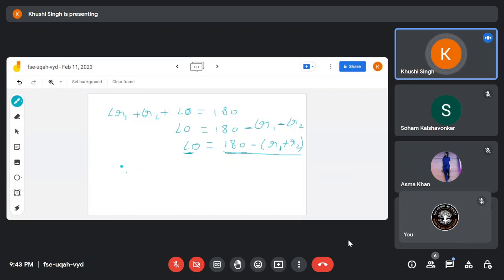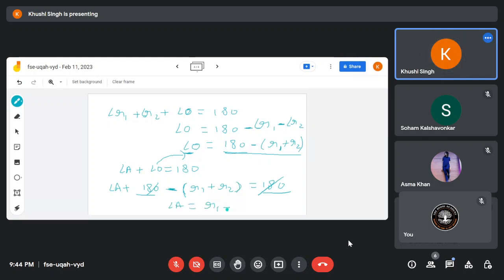Angle A plus angle O equal to 180. I'm replacing my angle O as this. So it will become angle A plus 180 minus R1 plus R2 equal to 180. Now this is also plus 180, this is also plus 180, cancel, right? And this is minus. I'm sending this bracket, the entire bracket, to my right hand side. So it will become angle A equal to R1 plus R2.